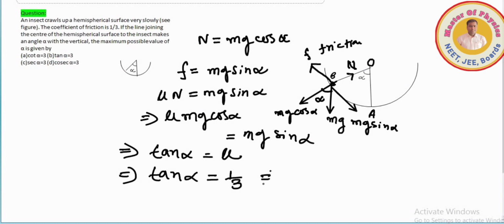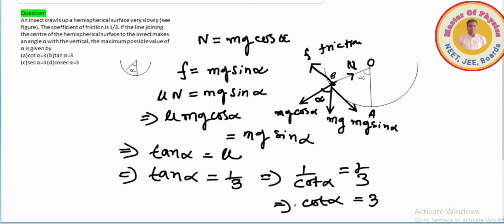And if we look at our options, then we can change tan alpha equal to 1 by cot alpha equal to 1 by 3, and this gives cot alpha equal to 3. Hence our correct option is A, cot alpha equal to 3.